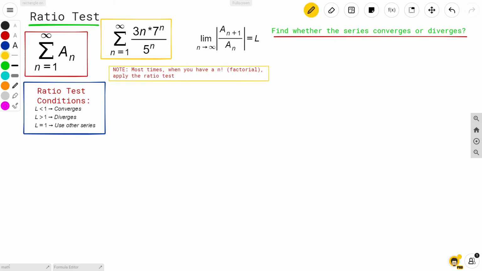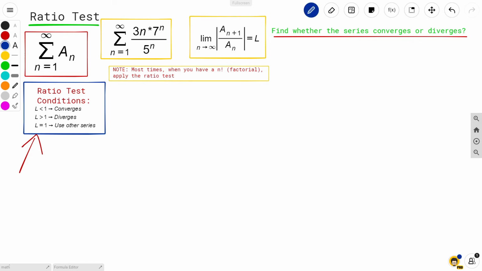Right, so in the ratio test, we're given this formula right here, which is the limit as n goes to infinity of a sub n plus 1 divided by a sub n is equal to L. And whatever L is, we have these ratio test conditions, which are right here. And basically, we just apply whichever one based on what our L comes out to be.